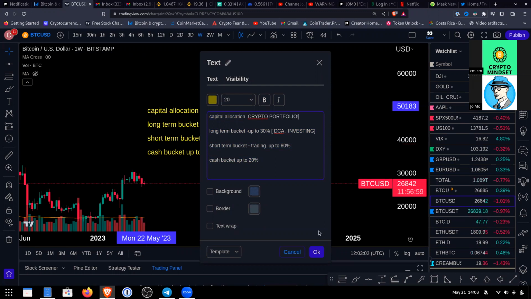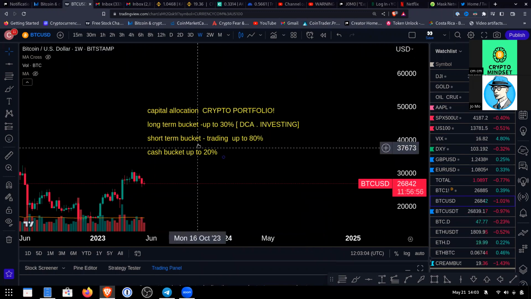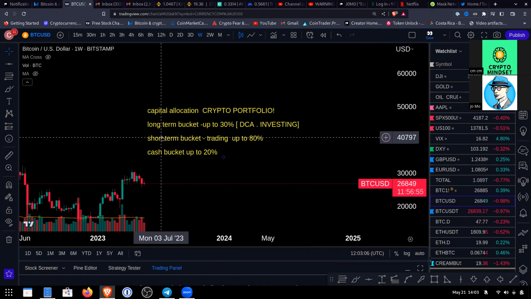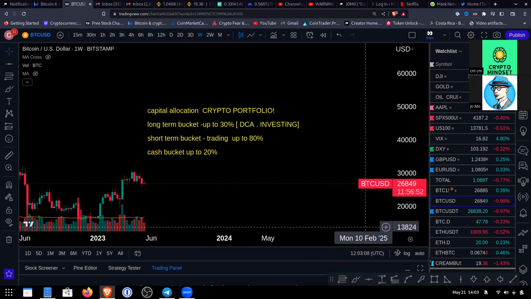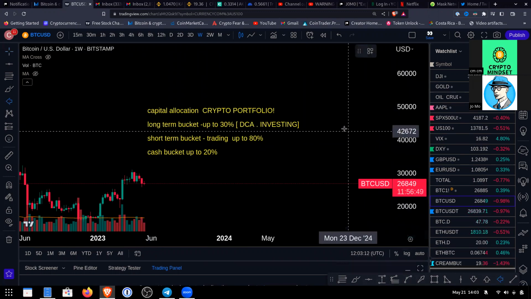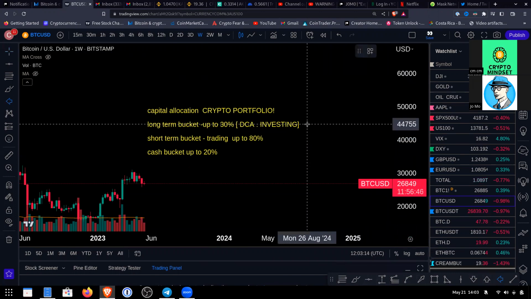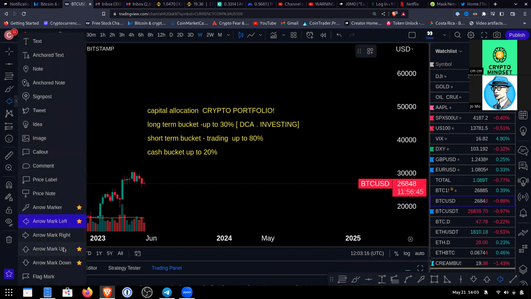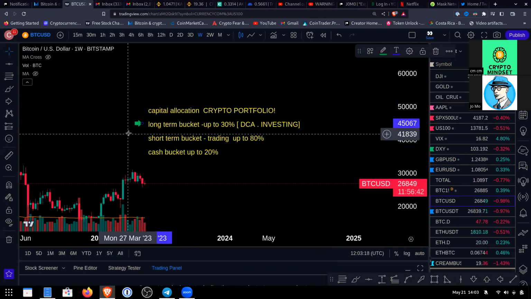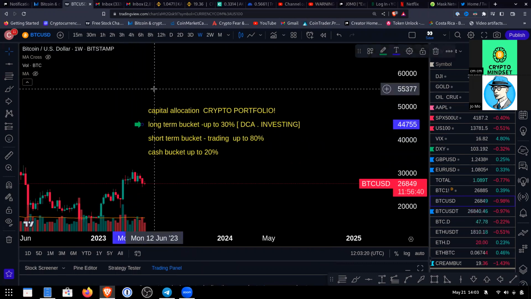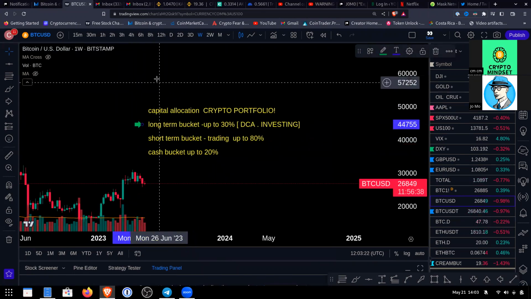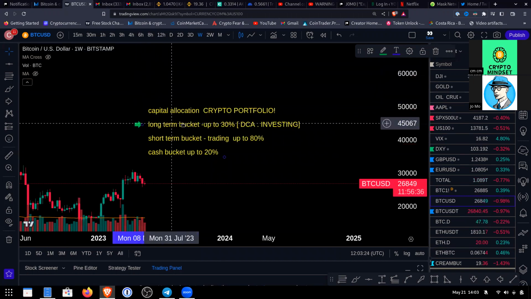Right. So the way we do it, me and CM, we talked about it, and we almost agree upon everything. We spread it to three different buckets. The long-term bucket, the short-term bucket, and the cash bucket. Now let's start with the long-term bucket, the easiest bucket of them all. The long-term bucket is up to 30% of your capital, and it involves DCA, which we talked about in our last video.